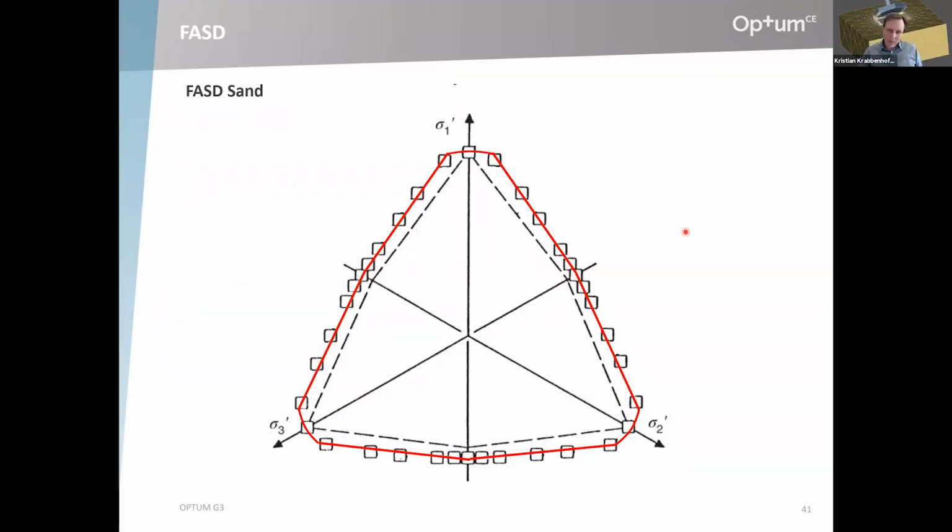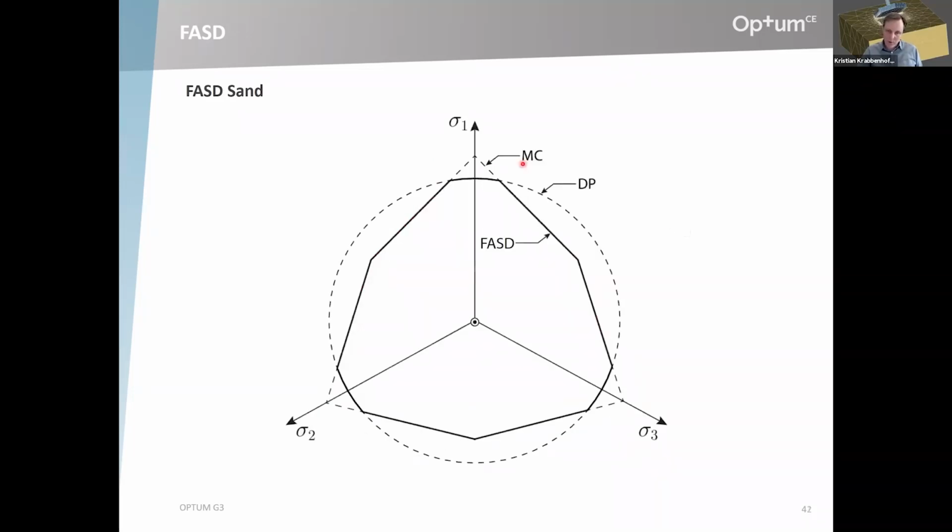It's a combined, or we could say composite, Mohr-Coulomb Drucker-Prager criterion. The Mohr-Coulomb envelope is fitted to the plane strain angle, and the Drucker-Prager criterion to the triaxial angle. So it's a two-parameter model, one parameter for each of these two, the Drucker and the Coulomb.